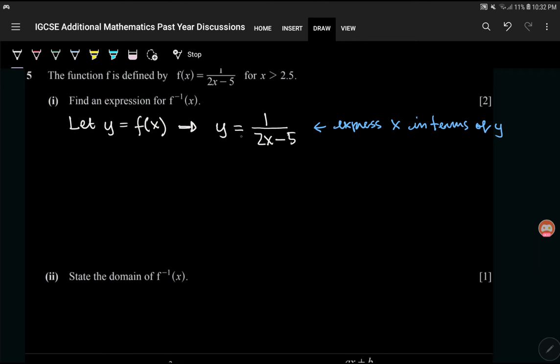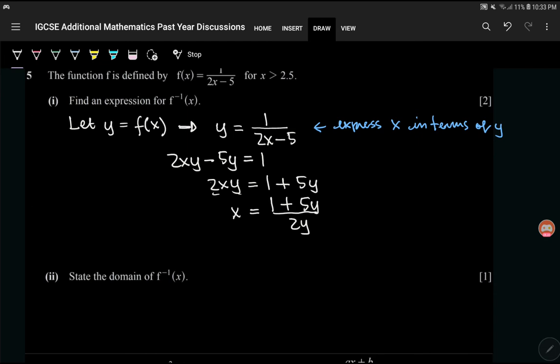So 2xy minus 5y equals 1. And then we have 2xy equals 1 plus 5y, and then we need to express x in terms of y, so we bring the 2 and y to the left. We divide each side by 2y, so we have 1 plus 5y divided by 2y.